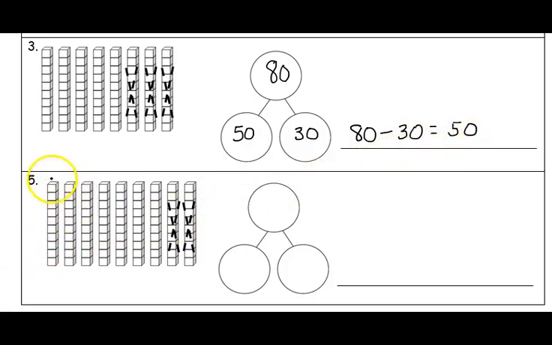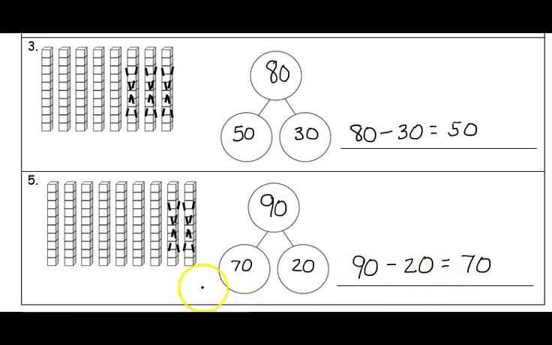We'll do the same thing for the next problem. I have 1, 2, 3, 4, 5, 6, 7, 8, 9 sticks. That would be 9 groups of 10, or 90. We have 7 groups that are still whole. That would be 70. And then 2 groups of 10, or 20, that we crossed off. So if I start with 90, and I cross off or subtract 20, I get 7 sticks, or 7 groups of 10 left over. That means that 90 minus 20 equals 70.